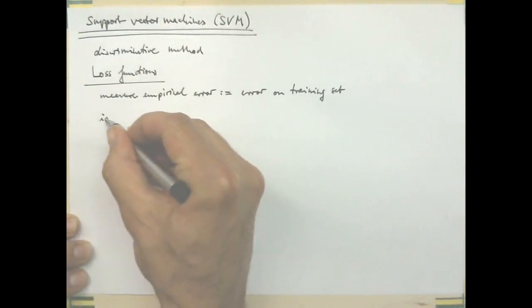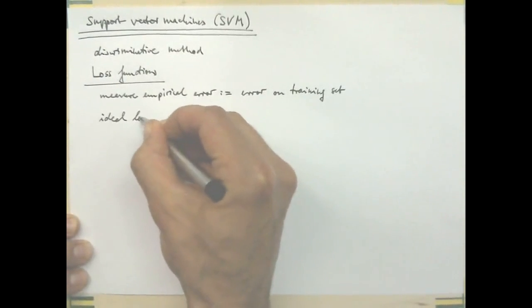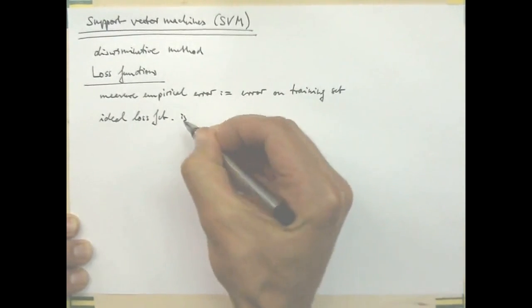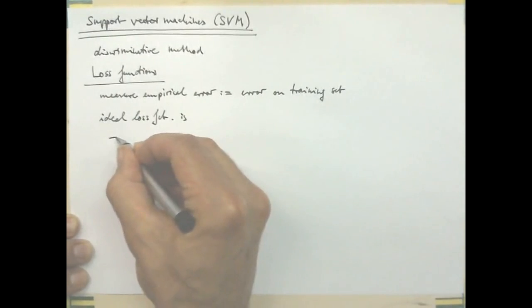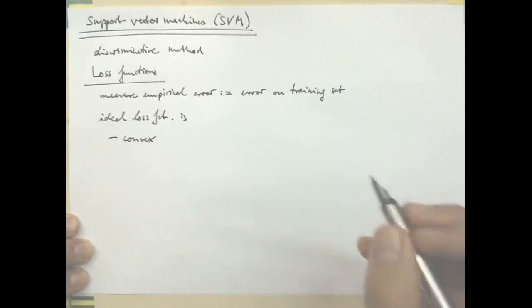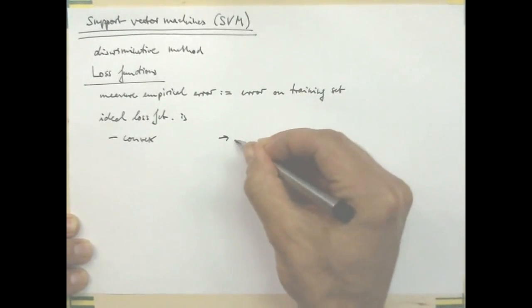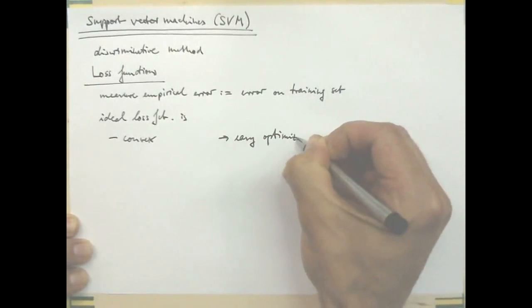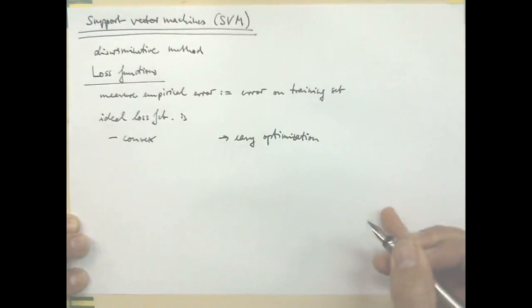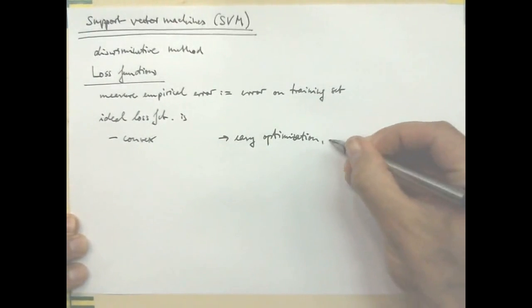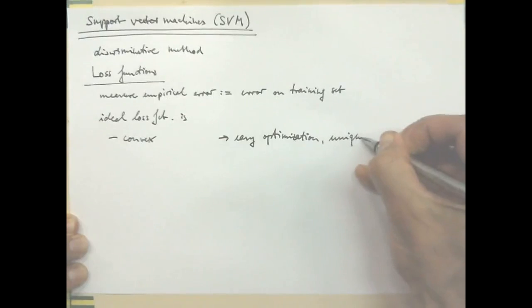Now, the ideal loss function would have the following properties. It would be convex. That makes for easy optimization, simply because convex problems are so much easier to optimize, and what's more, it has a unique optimum.